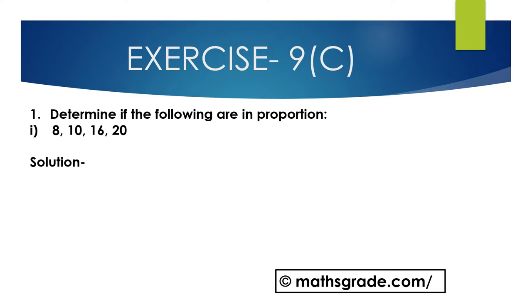Now we will solve question number 1. Determine if the following are in proportions. First bit is 8, 10, 16, 20. These are the numbers given and we have to check whether these numbers are in proportion or not. We know if the four numbers A, B, C, D are in proportion, if A is to B is proportional to C is to D.